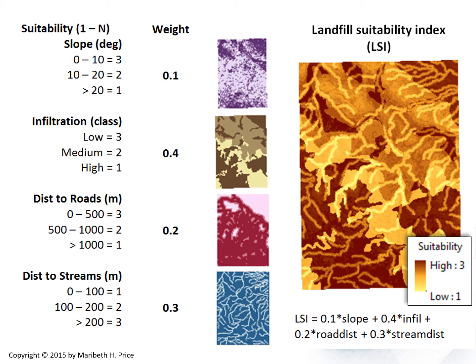Infiltration classes. Well, when we look at the infiltration classes, infiltration means how fast water moves down through the soil. Now, in a landfill, you don't want the water to move down through the soil because that's going to leach out the things that you're burying. You want low infiltration. So the parts that have low infiltration ratings get a value of 3. The ones that are medium get a value of 2, and the ones that are high get a value of 1.